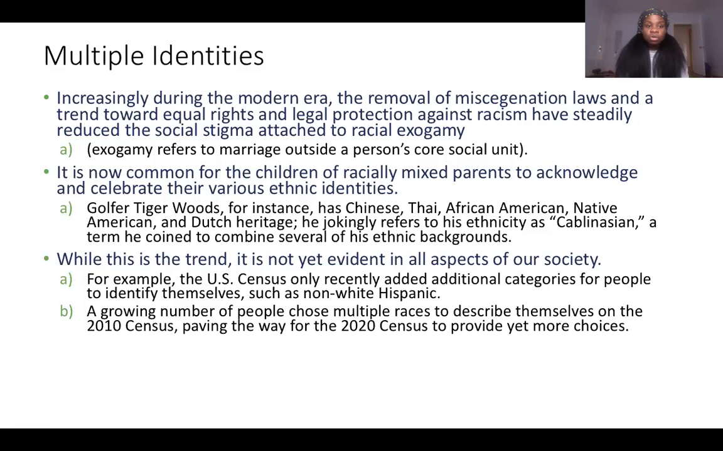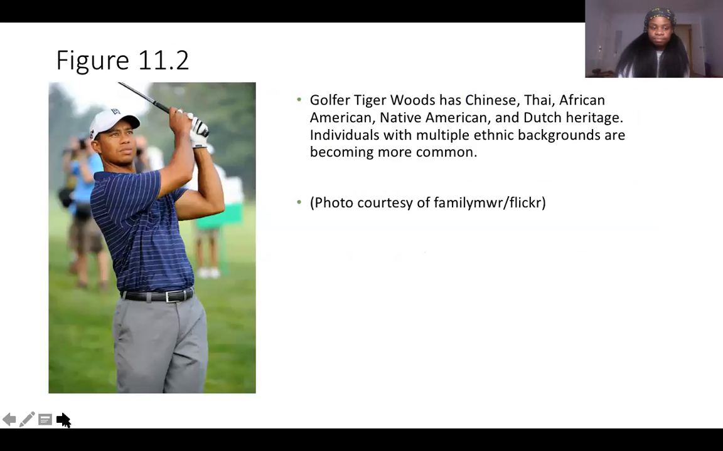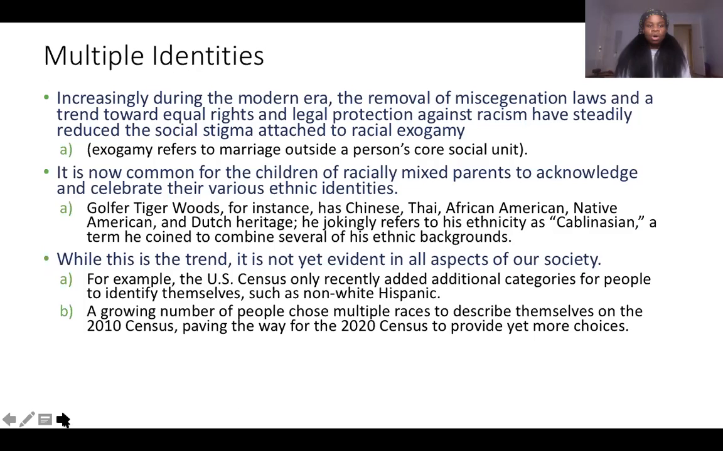Exogamy refers to marriage outside of a person's core social unit. So racial exogamy refers to marriage outside of one's racial background or racial unit. It's now common for the children of racially mixed parents to acknowledge and celebrate various ethnicities. So our example, again, was that of Tiger Woods.